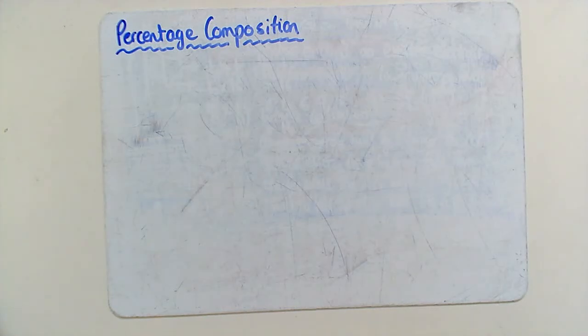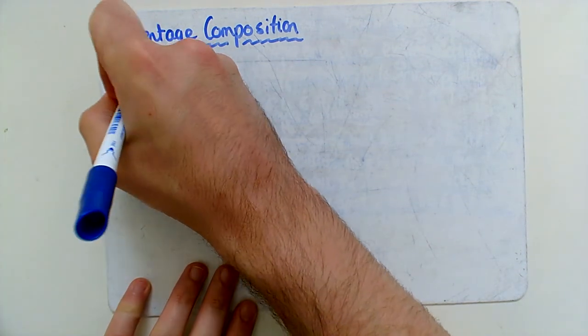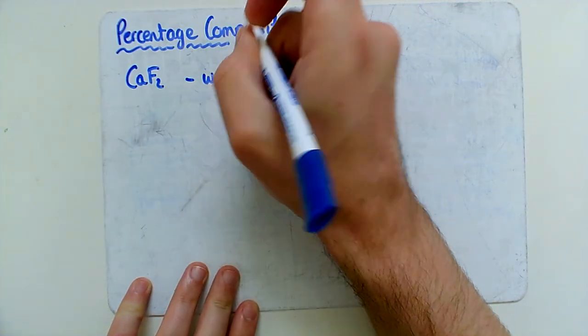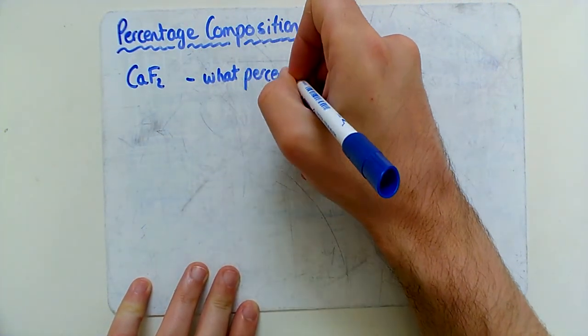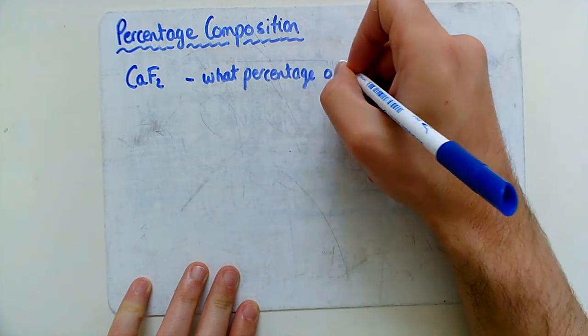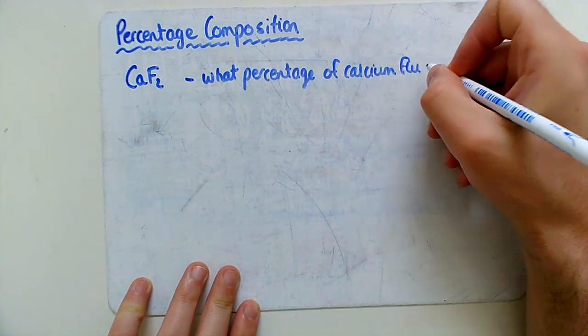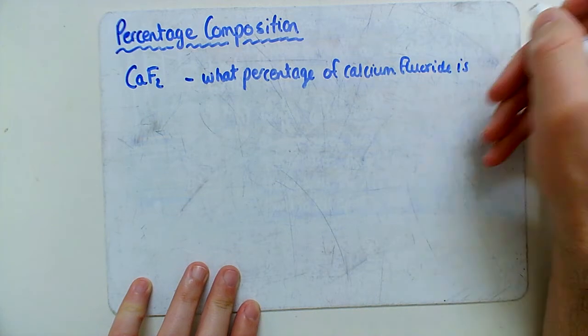So this lesson is going to teach us about percentage composition. And percentage composition naturally follows on from being able to calculate the formula mass of a chemical. Now, what we mean by percentage composition is, for example, if we had calcium fluoride, you might get asked what percentage of calcium fluoride is calcium.